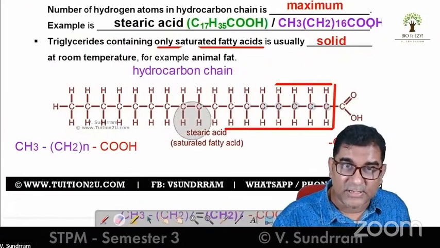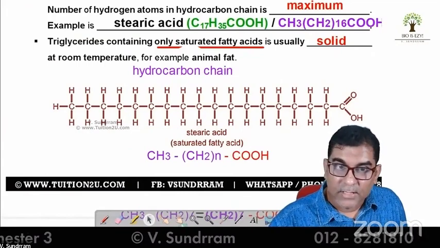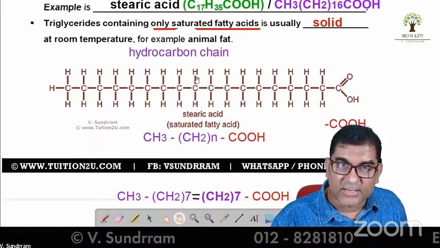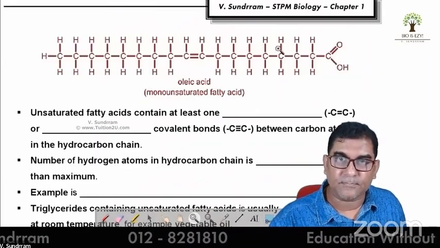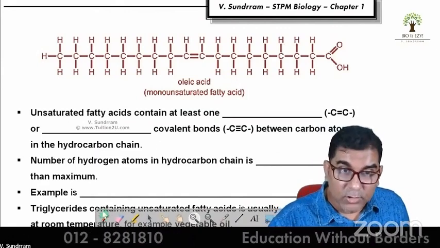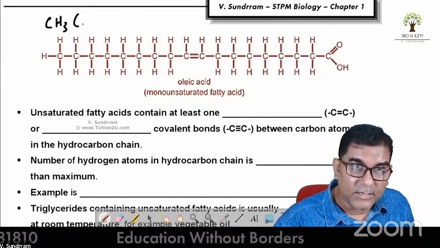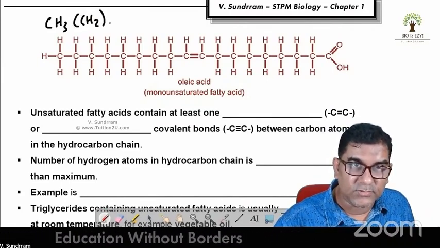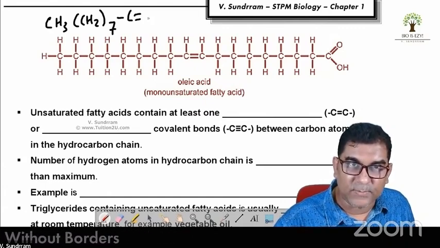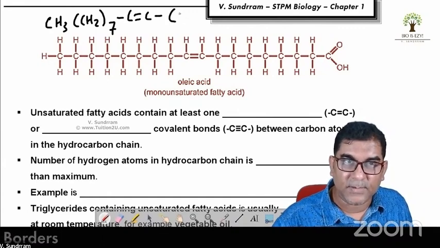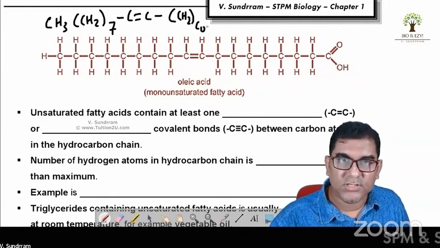I have the picture in the next page, but I'm showing you how to get it. So this is stearic acid. How did I get oleic acid? Right in the middle, I make it double bond, and that's how it looks like if you look at the next page. Oleic acid. How do you write oleic acid? CH3 in bracket CH2 7, dash C double bond C, dash in bracket CH2, COOH.